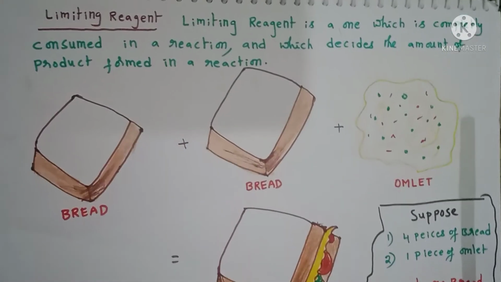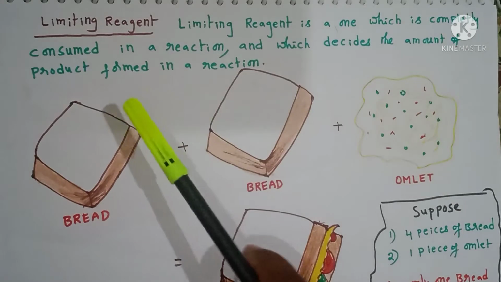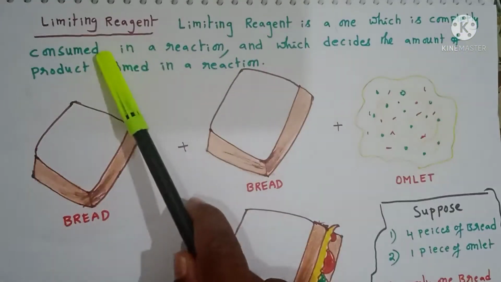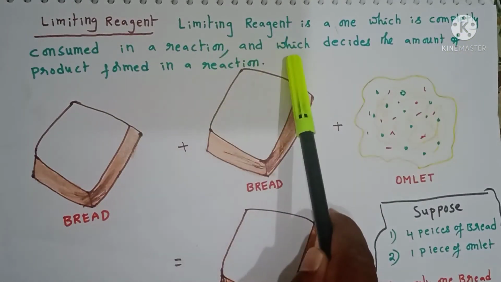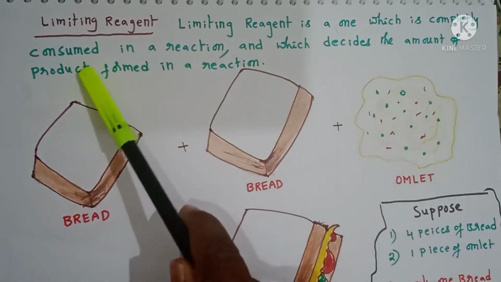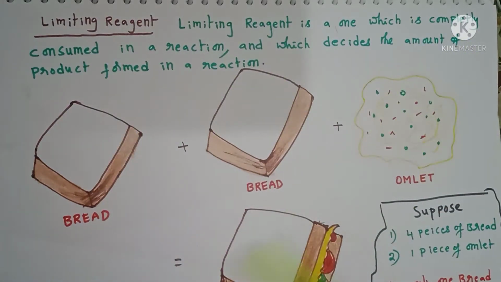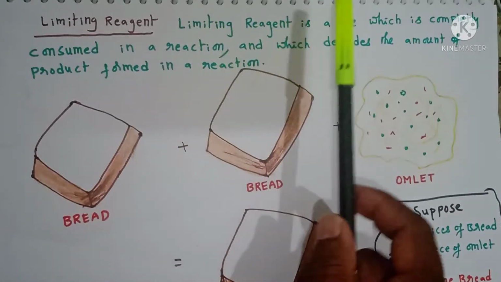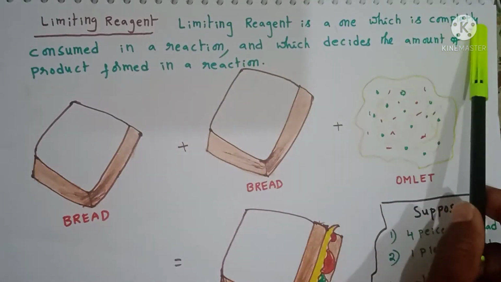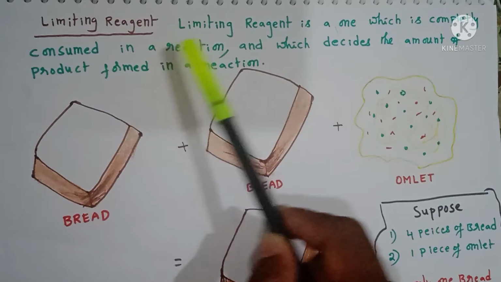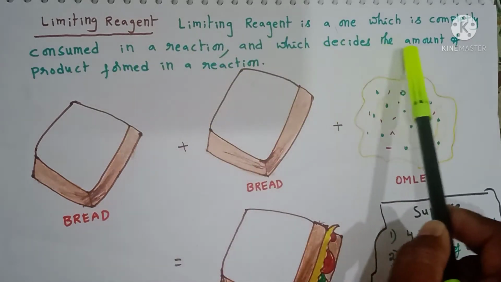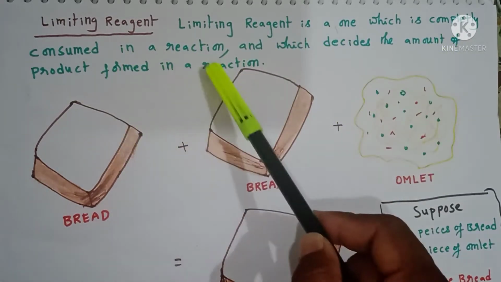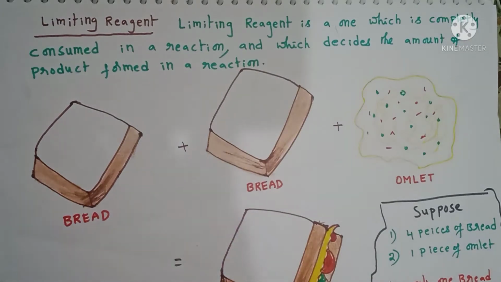So the limiting reagent is the one which is completely consumed in a reaction and which decides the amount of product, that is, this bread omelette, the amount of product formed in a reaction. Excess reagent is completely opposite. Excess reagent is the one which is not completely consumed in a reaction and which cannot decide the amount of product formed in a reaction.